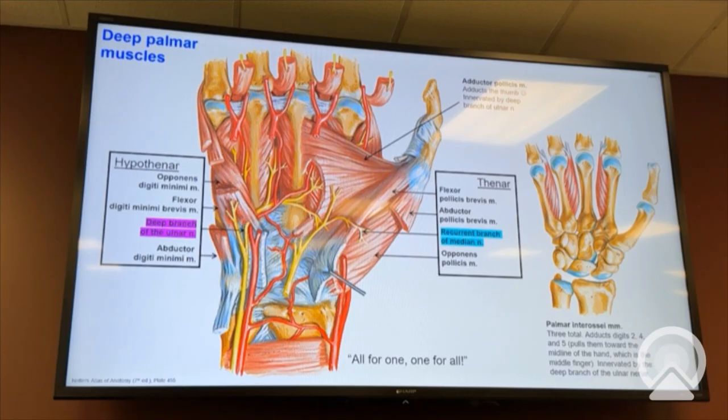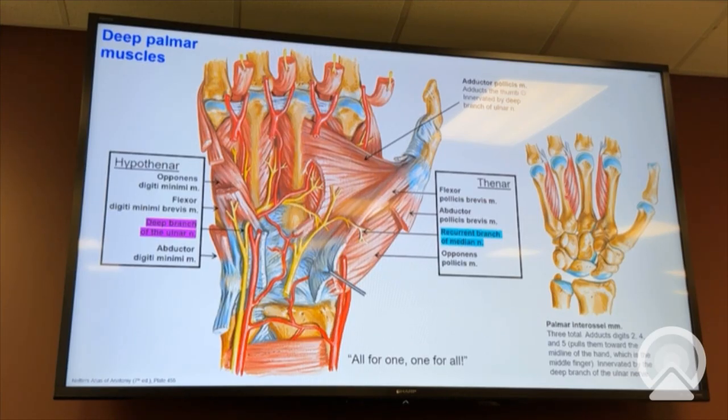Other things you'll see in the palm are what are called interossei muscles. This is a good name for it: inter means between, osseous referring to the bones. So these are literally between the bones in your palm. There are 3 palmar interossei, and they are innervated by the deep branch of the ulnar nerve as well.